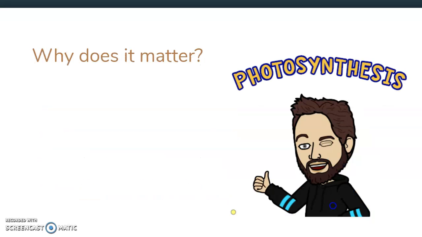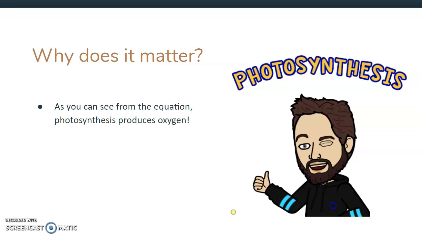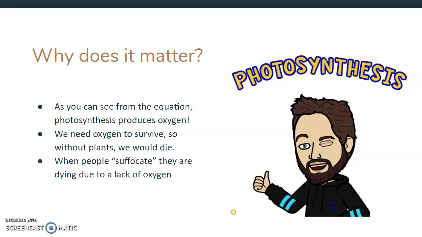That is great for now. Another important thing that I like to mention is, why does photosynthesis even matter? As you can see from the equation, photosynthesis produces oxygen, and we need oxygen to survive. So without plants, we would die. When people suffocate, when people die because they can't breathe, they are dying due to a lack of oxygen, because all of our cells use oxygen, especially our brain. So just some important things. Without plants in the world, we wouldn't have oxygen, so we wouldn't be able to be around. So just one little thought.